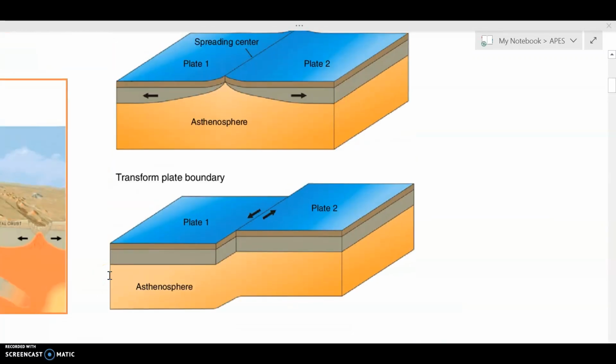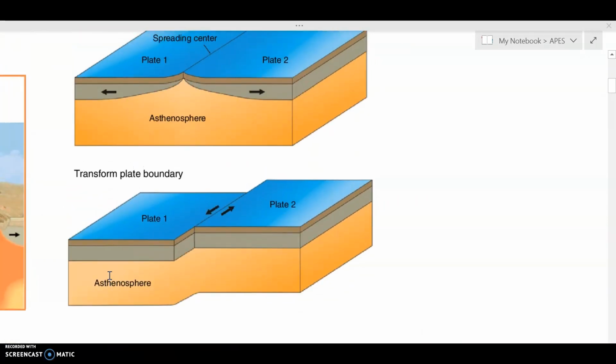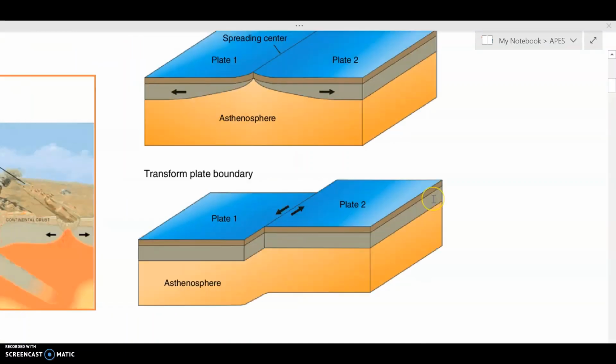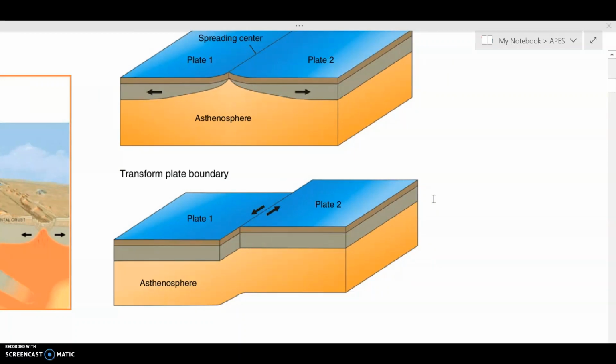And for our final plate boundary, we're going to discuss the transform plate boundary. This plate boundary is also called the strike slip. And the reason why is because in this instance, the two plates are rubbing against each other in opposite directions. So as a result, what you often see with this type of plate boundary is a lot of earthquakes, because as these plates rub against each other, there's a lot of pressure build up.